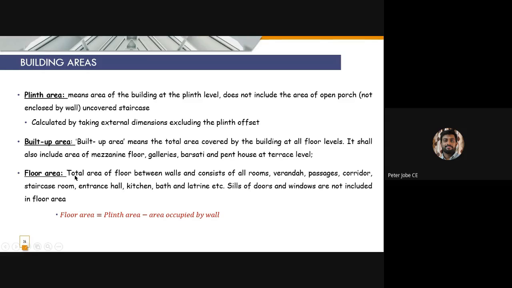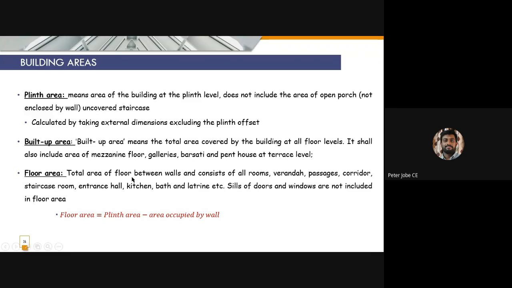And next is floor area. Floor area is the total area of a floor between the walls. It consists of all rooms, verandas, passages, corridors, staircase room, entrance hall, kitchen, bath, latrine, etc. The sills of doors and windows are not included in the floor area. That means it is the area of the floor between the walls, and we will add all the floor areas. Built-up area means the total area covered by the building at all floor levels. Wherever any part of the building is covered, all that area will come under built-up area.